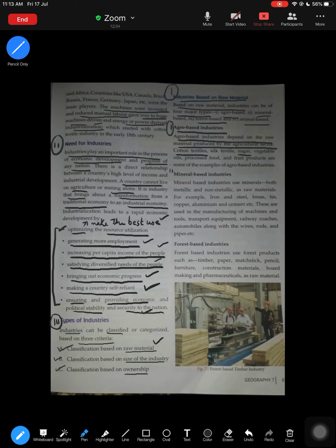The second type of industry based on raw material is mineral based. Again, it means they are dependent on minerals. So mineral based industries use minerals. Metallic minerals, metallic meaning those have metals, non-metallic meaning those do not have metal. So industries that use minerals are known as a mineral based industry, and one very good example of mineral based industry is your iron and steel industry, because they use iron and steel, which are both minerals. You have other industries also, like transport industry, automobile industry, railway industry. They all use minerals, steel, iron. So that is why they are known as mineral based industry. For each industry, you have to know the definition and at least one example.